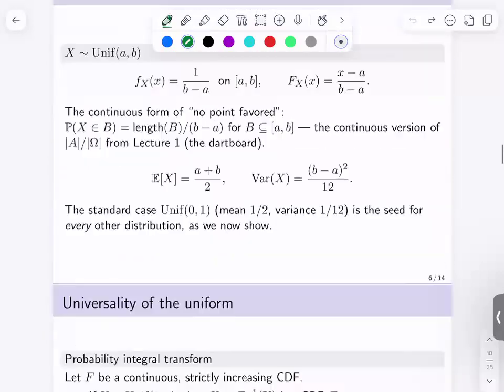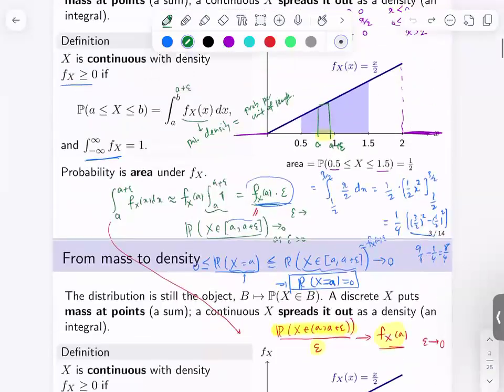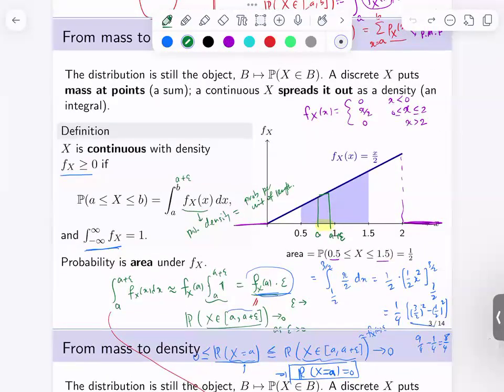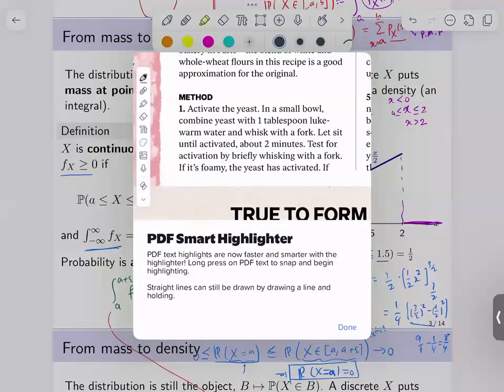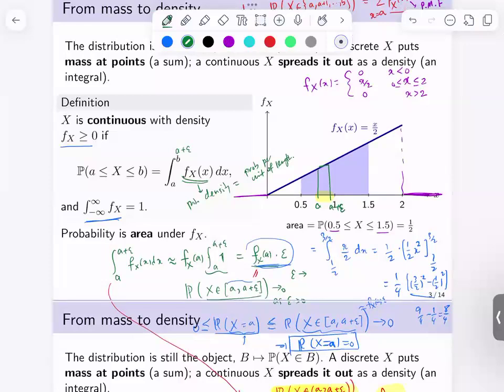So what I'm going to do is try to finish the discussion on this set of slides. We started talking about continuous random variables. The point was these are random variables whose distributions are determined by a probability density function, something that you integrate to give you the probability of an event.